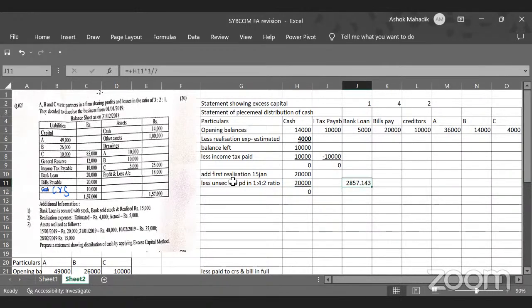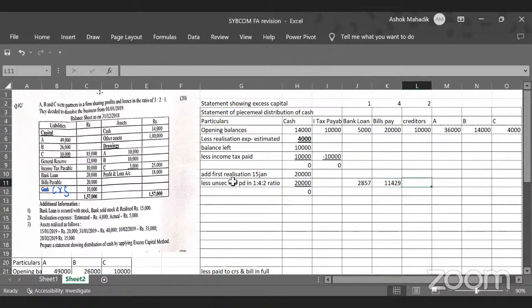ओके, 2857. I'll make it 2857. सेकंड का निकालते हैं. 20,000 इंटू 4/7. 50 पैसे के ऊपर है, वो हम लोग राउंड करेंगे नेक्स्ट डिजिट के लिए. 11429.